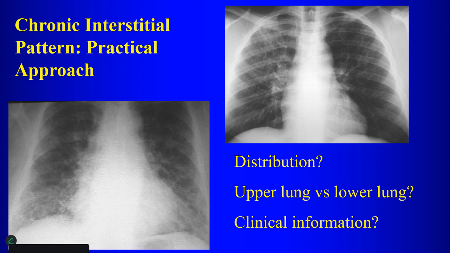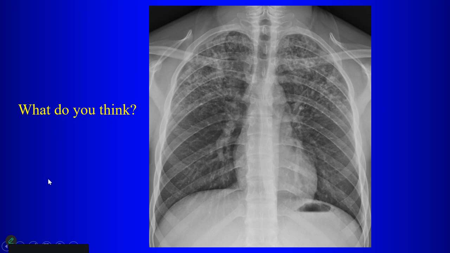And is it predominantly upper lung or is it predominantly lower lung? And then whatever clinical information you can obtain, that's also going to help you really in terms of your differential diagnosis. So if it's predominantly upper lung interstitial disease, there's certain entities that you're going to be thinking of. If it's predominantly lower lung interstitial disease, there's a completely different set of etiologies that would be in your differential diagnosis. So we'll start with this case.